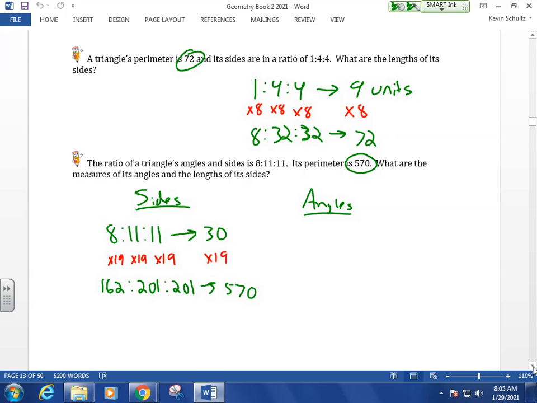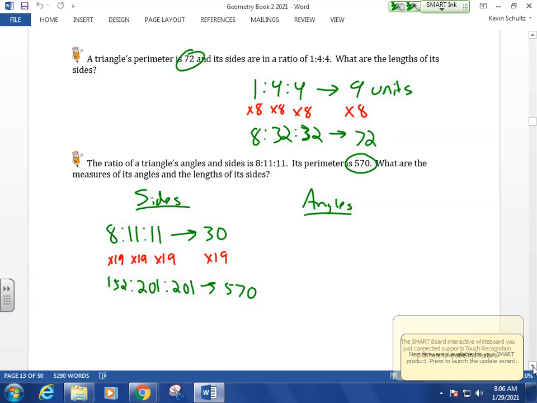So I did that math mentally, and I'm looking at it now, and I know that I'm incorrect. Why? Well, 162 plus 201 plus 201 does not equal 570. So then I go back and I say, okay, 8 times 20 is going to be 160. So I think this should be 152, right? Because it's 1 less 8. 8 times 20 is 160. Take away an 8, that's 152. Still not going to get to 570 there.